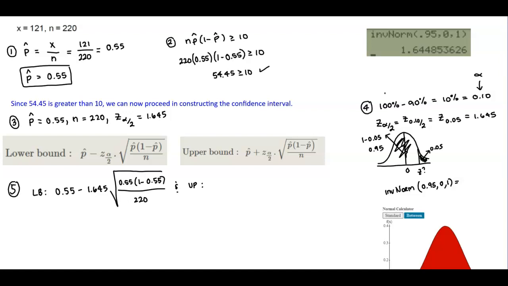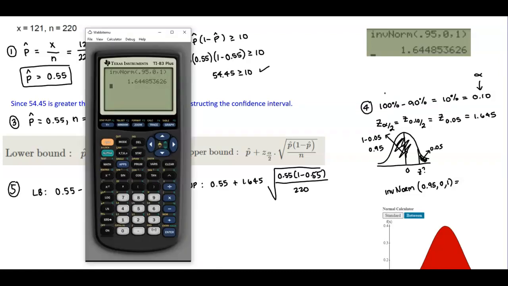And let's just put the formula in for the upper bound. So the upper bound is going to be, again, 0.55 plus 1.645 times the square root of 0.55 times 1 minus 0.55 over 220.